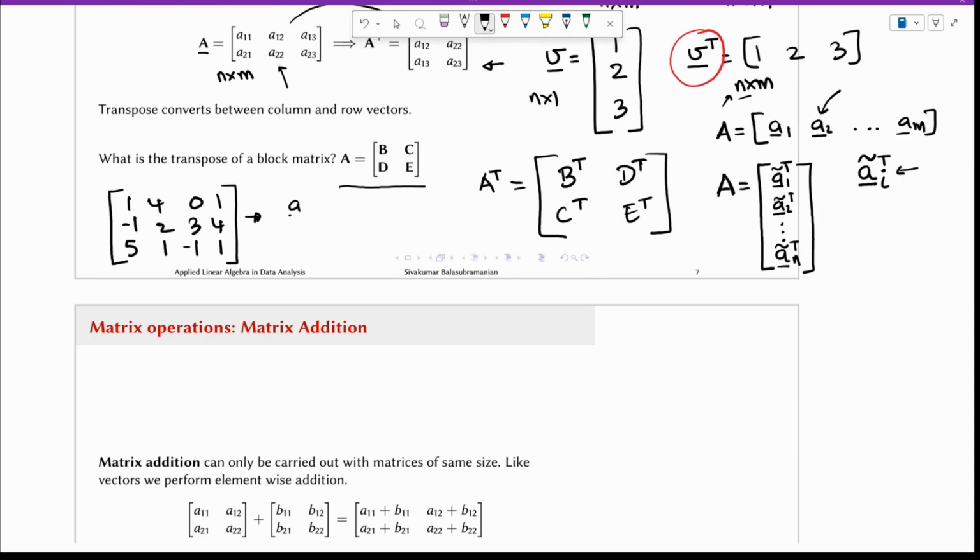What is A1 here for this matrix? Column, what is that? What about A4? Great. And that means we can simply write this as A1, A2, A3.